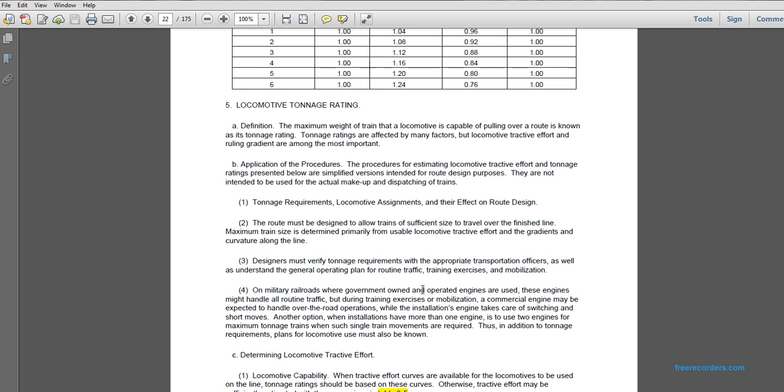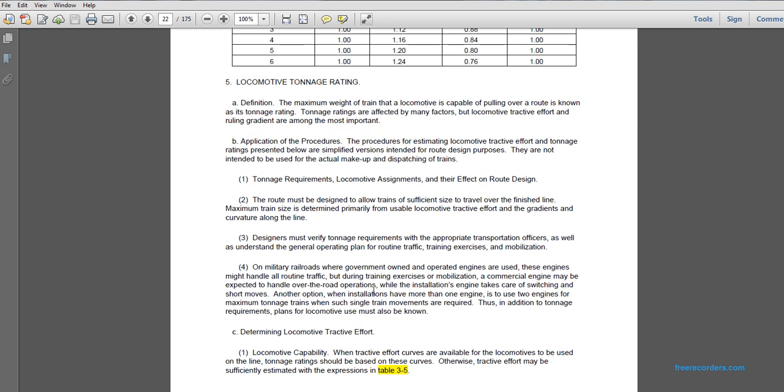1. The tonnage requirements of locomotive assignments and the effect of the route on the route design. The route may be designed to allow trains of sufficient size to travel over the finished line. Maximum train size is determined primarily by the usable locomotive tractive effort and the gradients and curves along the line. Designers must verify the tonnage requirements with the appropriate transportation officer, as well as understand the general operation plan for routine traffic, training, exercise, and mobilization.